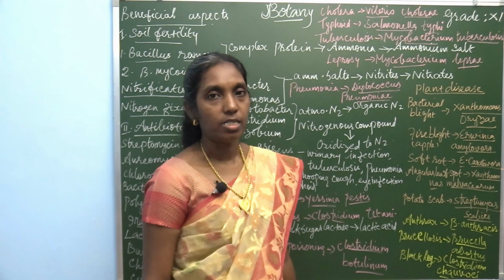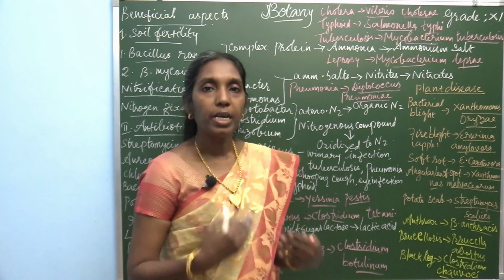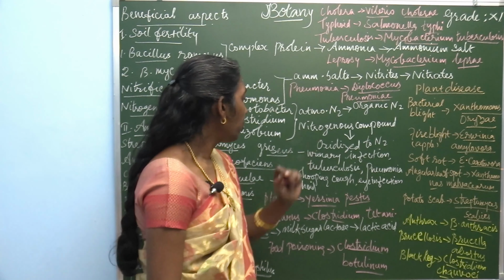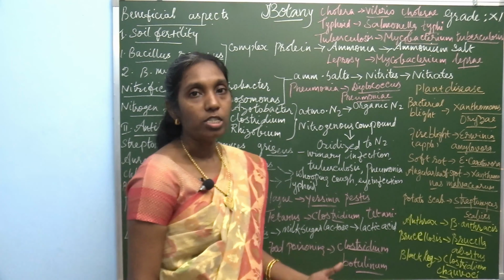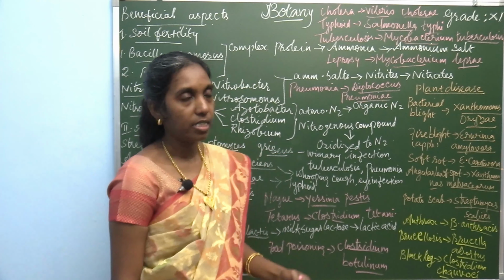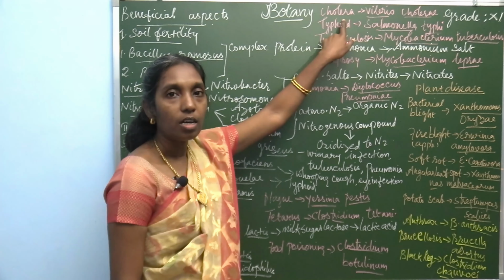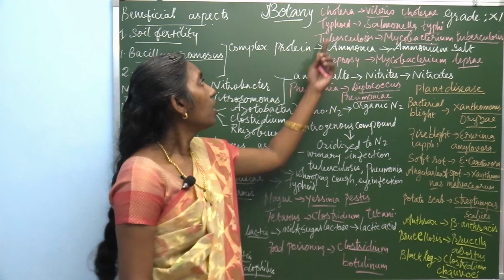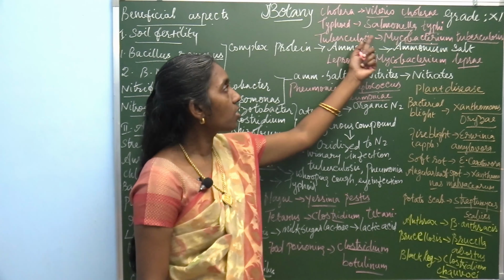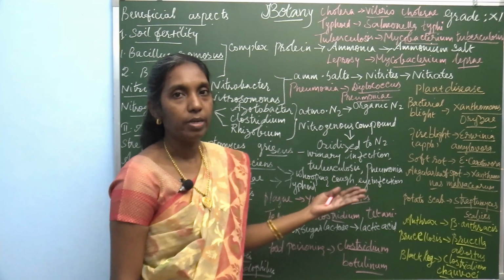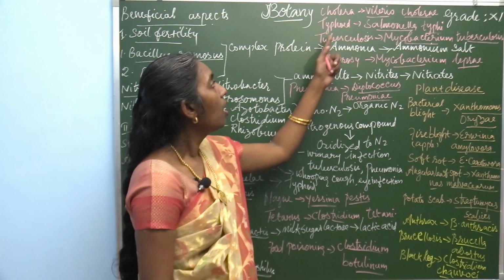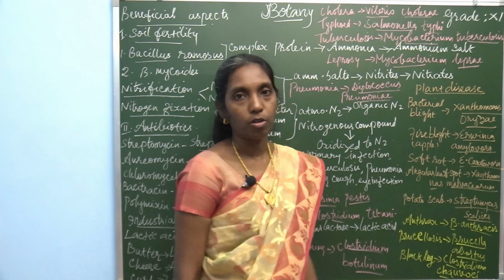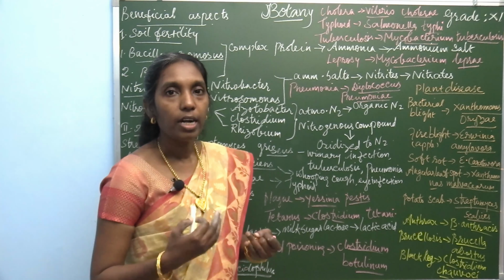Now, what are the human diseases? Bacteria cause many diseases in humans. Most of the common diseases, cholera, typhoid, tuberculosis, leprosy, pneumonia, plague, tetanus, food poisoning, are all caused by bacteria. Cholera is caused by Vibrio cholerae. You may have learned this in the lower class itself. Typhoid is caused by Salmonella typhi. These are all common bacterial diseases. Tuberculosis is caused by Mycobacterium tuberculosis.